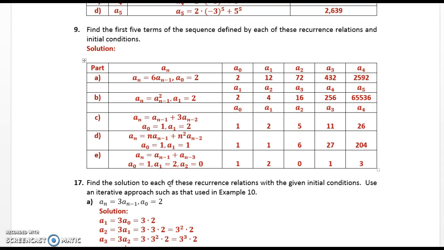Part E, a sub n is equal to a sub n minus 1 plus a sub n minus 3, a sub 0 equal 1, a sub 1 equal 2, and a sub 2 equals 0. And our terms running from a sub 0 to a sub 4 are 1, 2, 0, 1, 3.